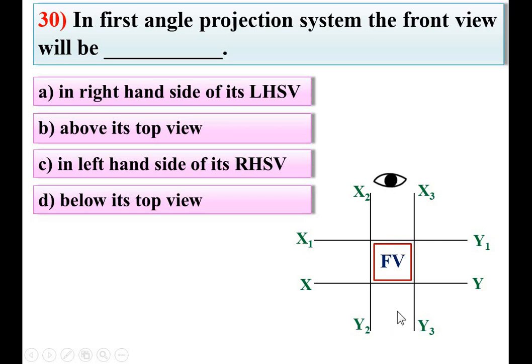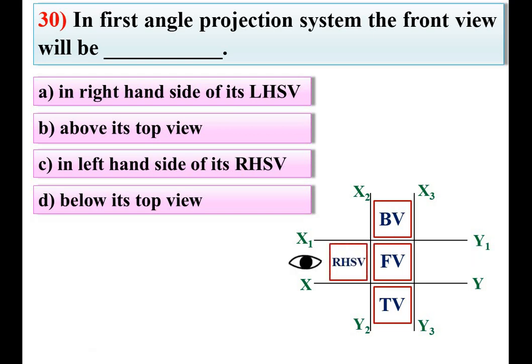That means the top view must be opposite to the observer, that means over here. Now if I want to draw the bottom view, then it is opposite to that observer, that means over here, bottom view. Now if I want to draw the right hand side view, then always opposite to the observer. Similarly, now you can understand left hand side view. So now you are able to give the answer. In first angle projection method, front view will be above its top view. So B is the right answer.